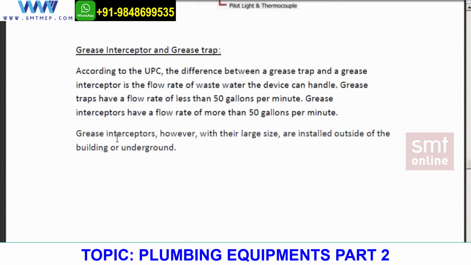Let me read quickly for you. Grease interceptors, however, with their larger size, are installed outside of the building or underground. Now, this is for the central system I am saying, if it's a big, huge building. But for example, if I talk about my homes, it will be very small, and generally they are having some small kind of grease interceptors or grease traps, I can say.